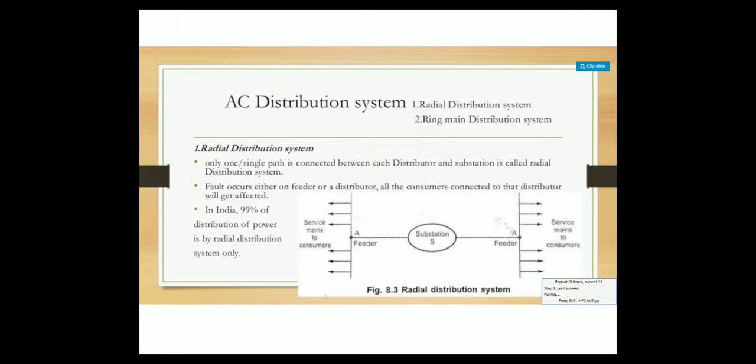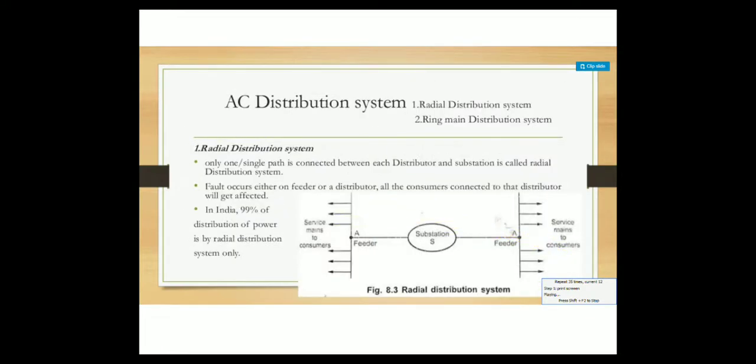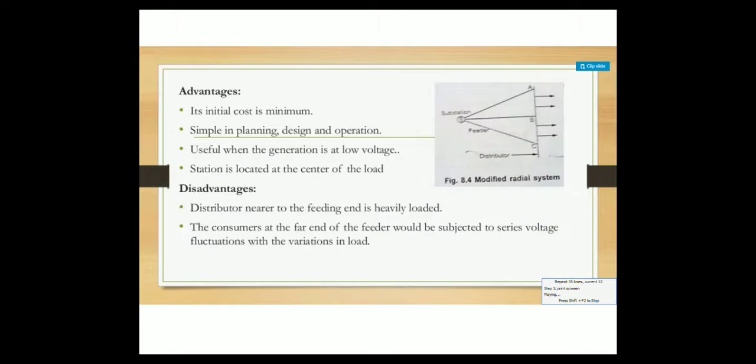Now this is AC distribution system. In AC distribution system, again we have different types: radial distribution system, ring main distribution system, and interconnected distribution system. Radial distribution is the one where the feeders are connected to only one end and the supply is given from the same end. This is the layout of a radial distribution system, where a substation consists of two feeders. From the feeder it is given to the distributor, then to the service mains.